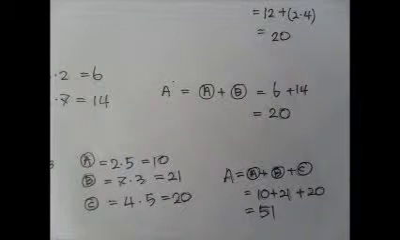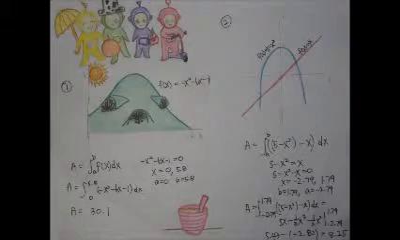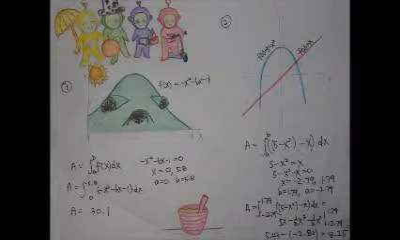Yay! Now, Teletubbies are hungry, so they have to find their porridge. To get their porridge, Tinky Winky, Dipsy, Po, and Lala must find the area between 2 curves by integrating the difference between the top function and the bottom function from limits a to b. So if the equations of the functions are f of x equals negative x squared minus 6x minus 1 and f of x equals 0 bounded by the line x equals 0, what is the area between the 2 functions?